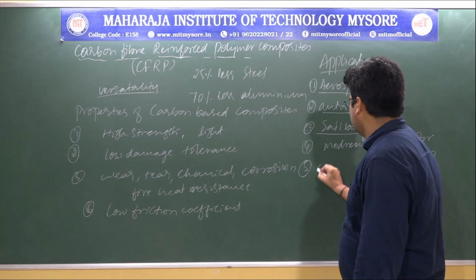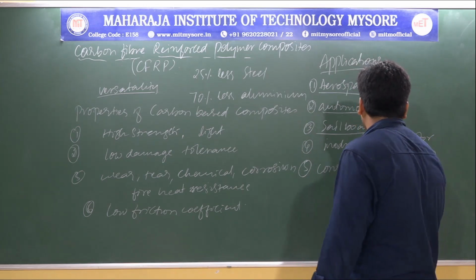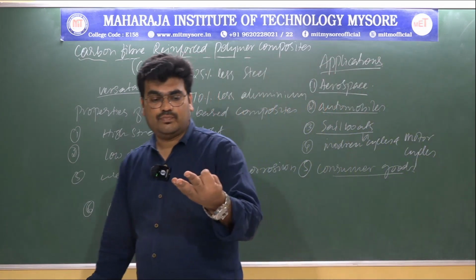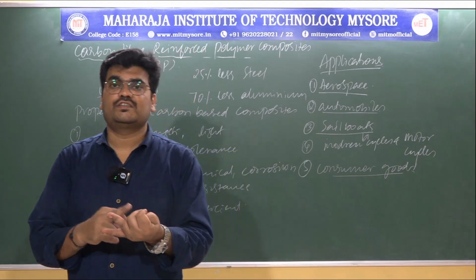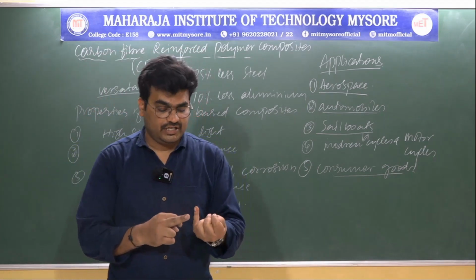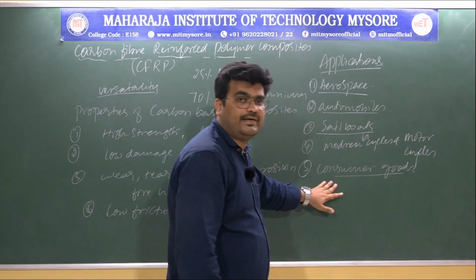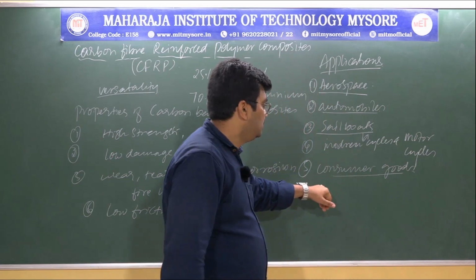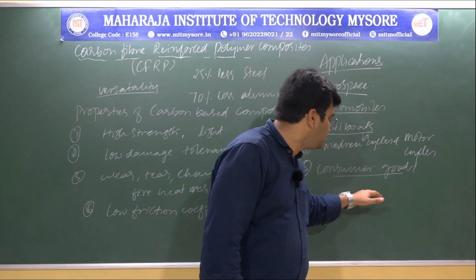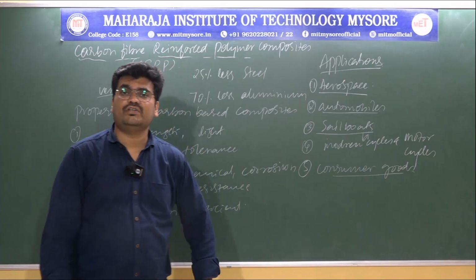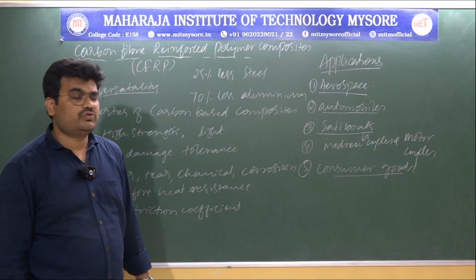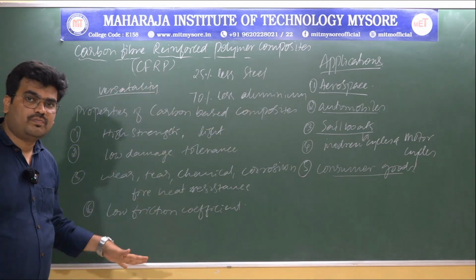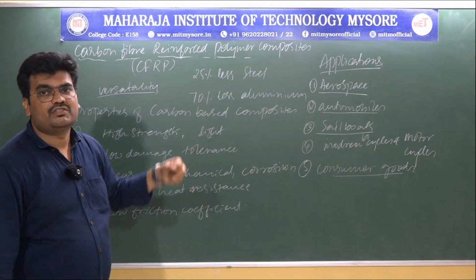And at last they are used in the manufacturing of a variety of consumer goods such as laptops, tripods, hockey sticks, archery equipment, tennis rackets, fishing rods, golf clubs, surfboards, billiards, and helmets and shoes in racing sports. So in all those fields, these carbon fiber reinforced polymer composites, carbon based composite materials, are used.